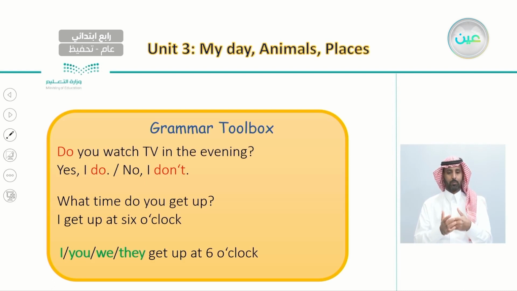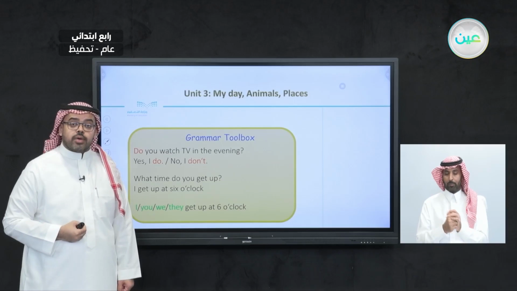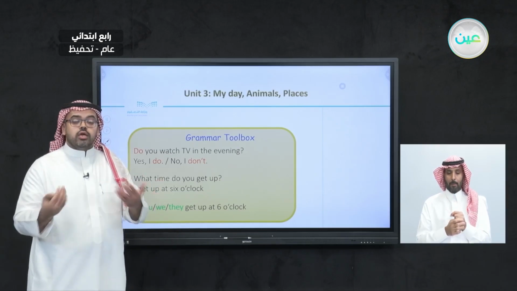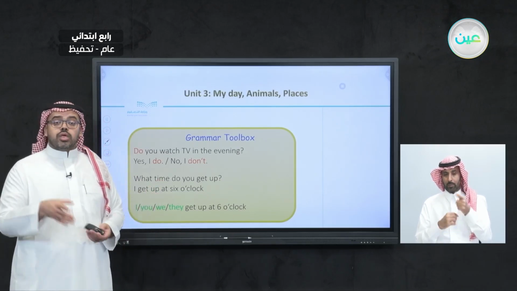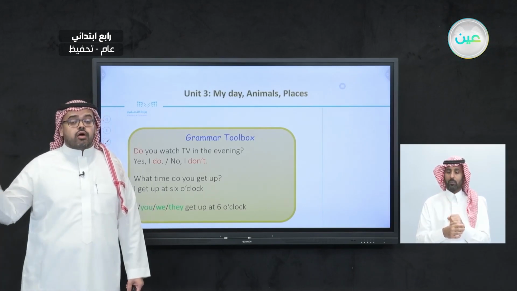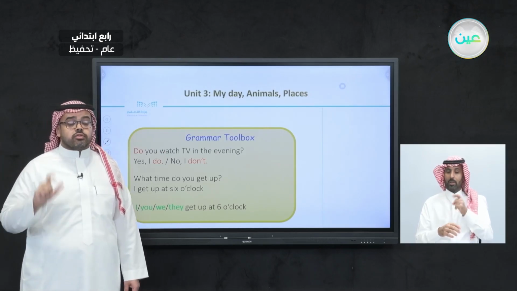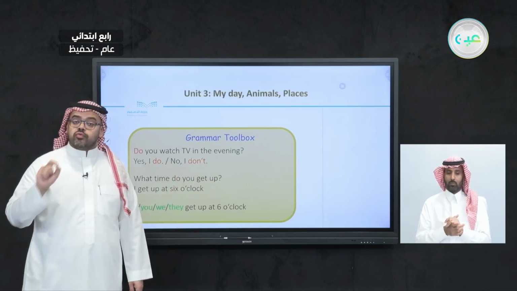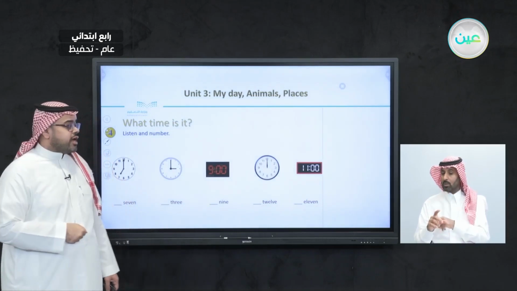And finally, we can use get up at 6 o'clock when talking about myself: I get up at 6 o'clock. Or we can say you, about you: you get up at 6 o'clock. Or we can talk about me and you: we get up at 6 o'clock. Or we can talk about them, other people. We can say they get up at 6 o'clock. So it is important that we keep these questions in mind if we want to ask someone about his or her daily activities.